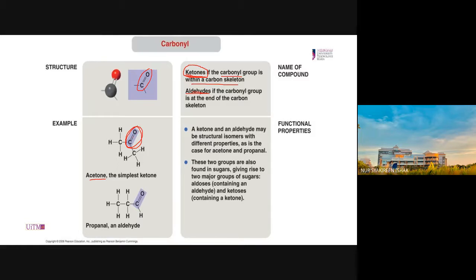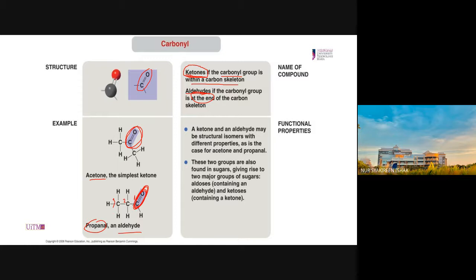As for an aldehyde, if the carbonyl group is at the end, okay, highlight that. So it is at the end of the carbon skeleton. As you can see, propanal here is an example of an aldehyde. It is located at the end of the molecule. Usually for a molecule that has a functional group, the carbon that has the functional group is considered as carbon number 1. This is our chemistry. So this is carbon number 2, and this is carbon number 3.